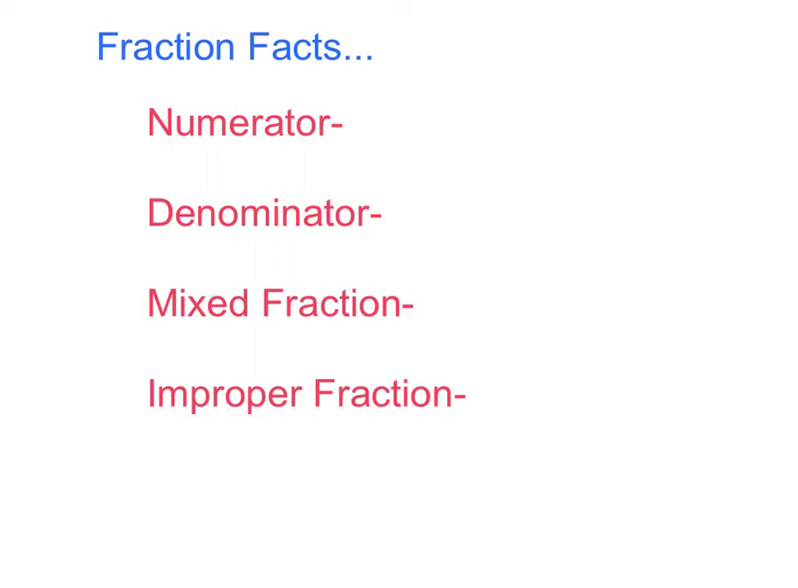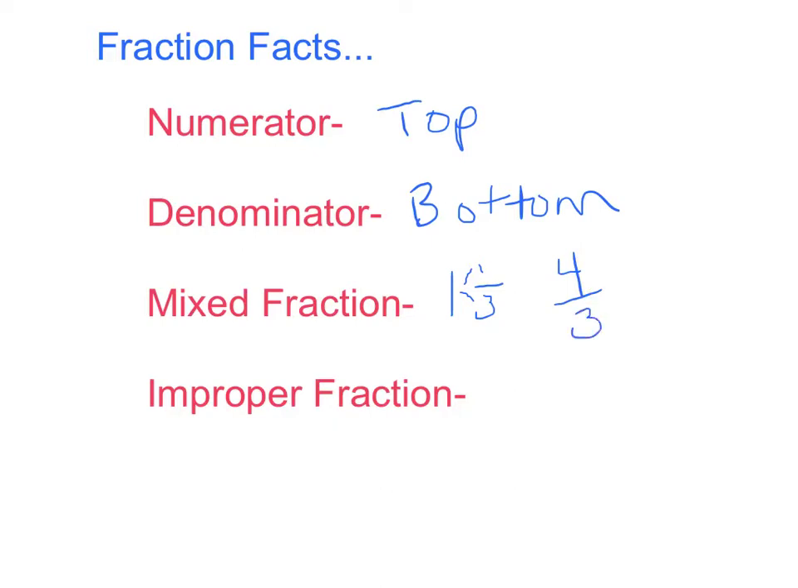The numerator, if you remember, is the top of the fraction. The denominator is the bottom. Okay, we're going to try to use those terms as much as possible. A mixed fraction means if you have 1 and 1/3. What you do is you take 1 times 3. 1 times 3 is 3, and then add it to the top, so 3 plus 1 would be 4/3. So 1 and 1/3 is the same thing as 4/3.